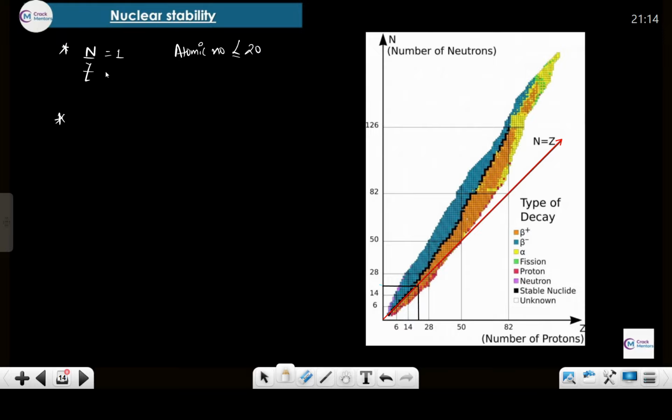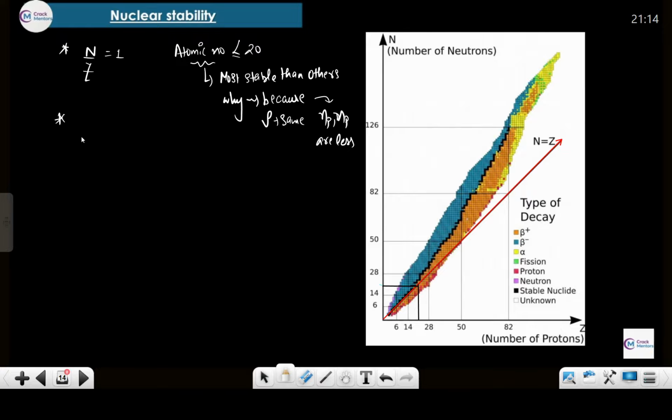Most of the atoms with atomic number less than 20 are more stable than others. It is also observed, because density is the same for everyone, but the number of protons and the number of neutrons are less. And that's why it has much more stability.